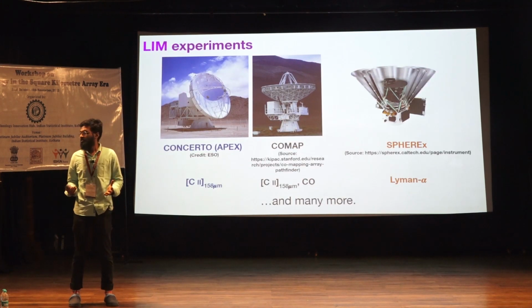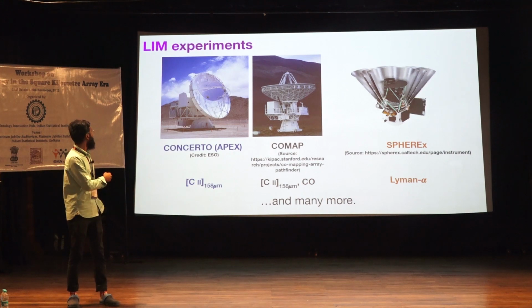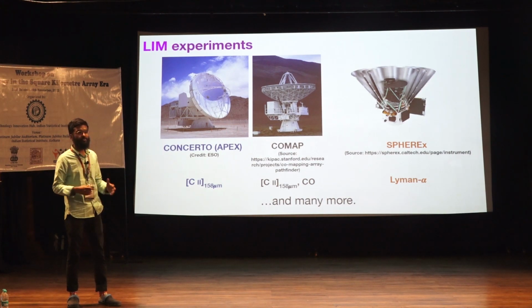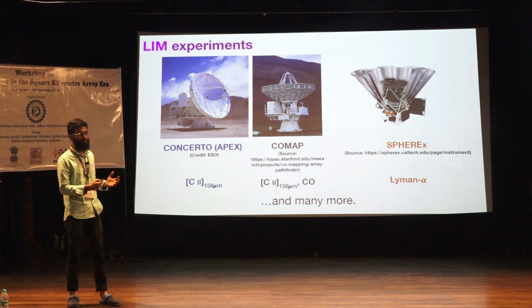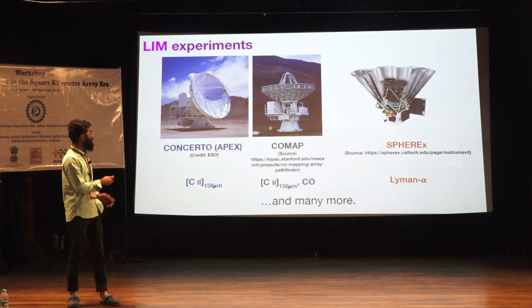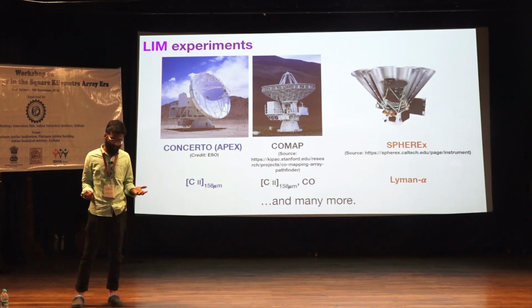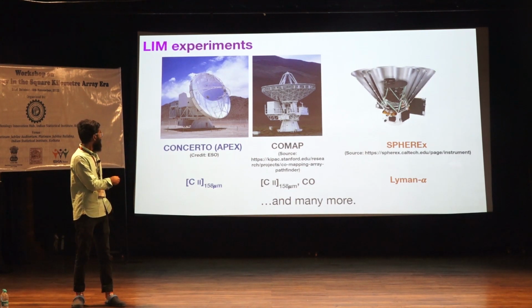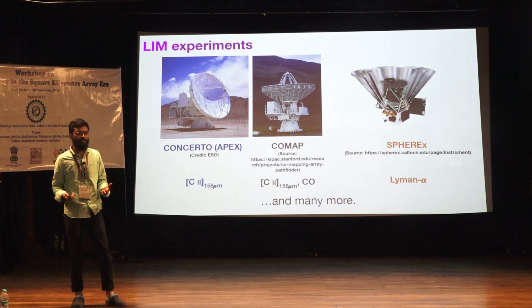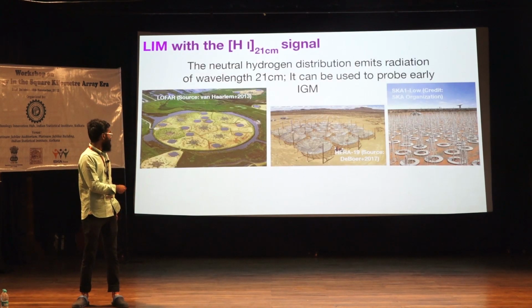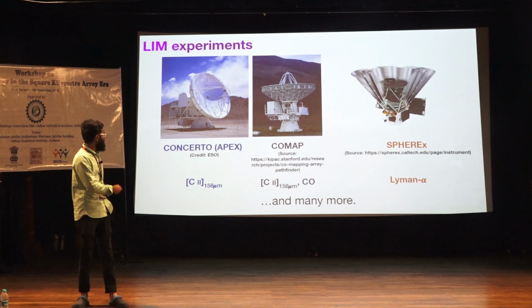Some of the examples of LIM experiments: one of them is CONCERTO, which focuses on the C2 line emission, which has a rest frame wavelength of 115 micrometers, and these are emitted from galaxies. So this can be used as a tracer to map out large volume surveys. And the other ones are, for example, COMAP, which will also target the C2 line, and the other one is the molecular line from carbon monoxide. And this one is SPHEREx, which will target the Lyman alpha emission from the galaxies. And of course, there are many more examples.